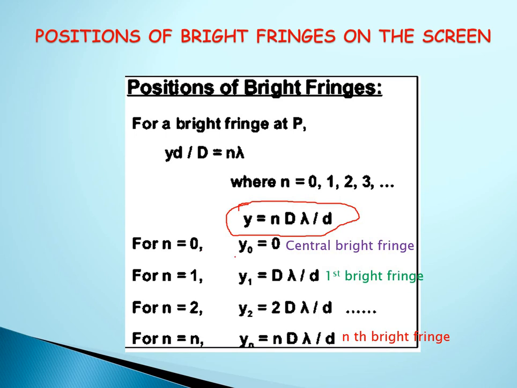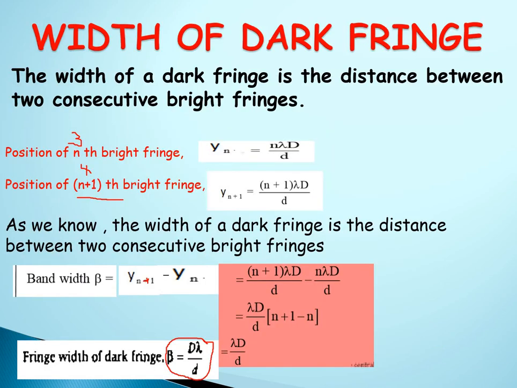When n is equal to 0, y0, the central bright fringe. When n is equal to 1, the first bright fringe. When n is equal to 2, the second bright fringe. When n is equal to 3, the third bright fringe. It goes on like that. So in general, we are writing yn is equal to n lambda D by d. Okay, then to find out the width of the dark fringe, we need two consecutive bright fringes. So we may get using the third and the fourth, or fifth and the sixth, we will get like that, but we don't want like that. We want a general equation.